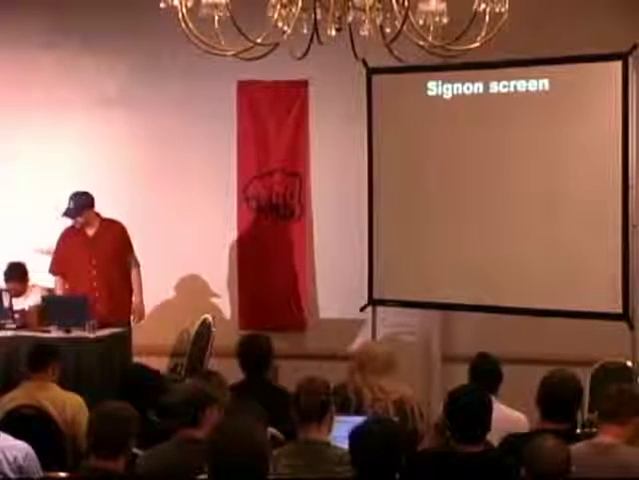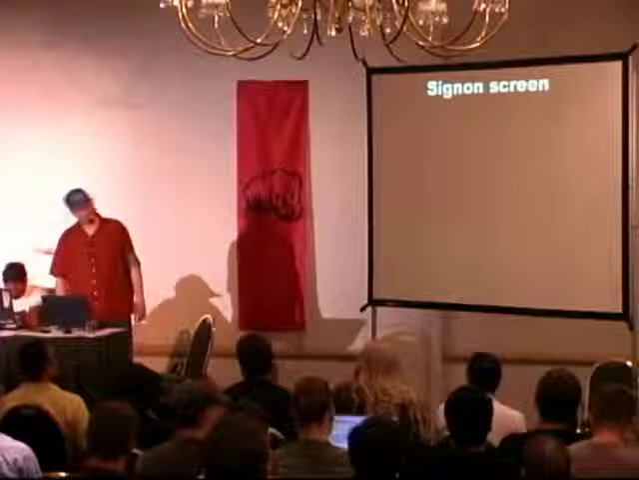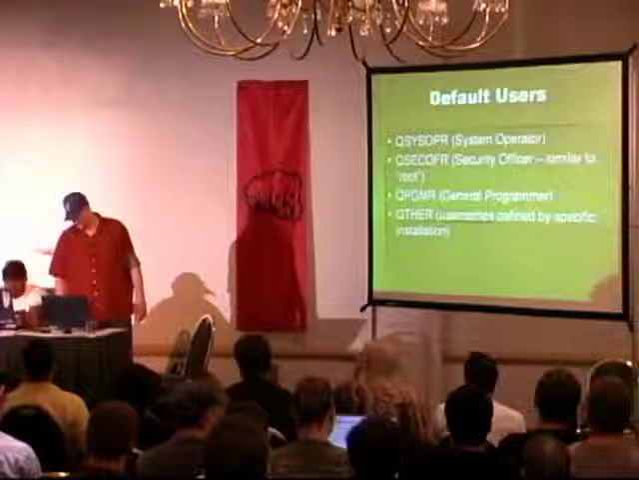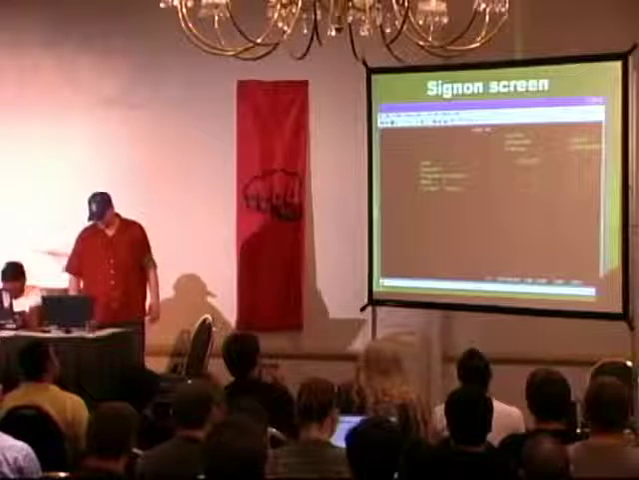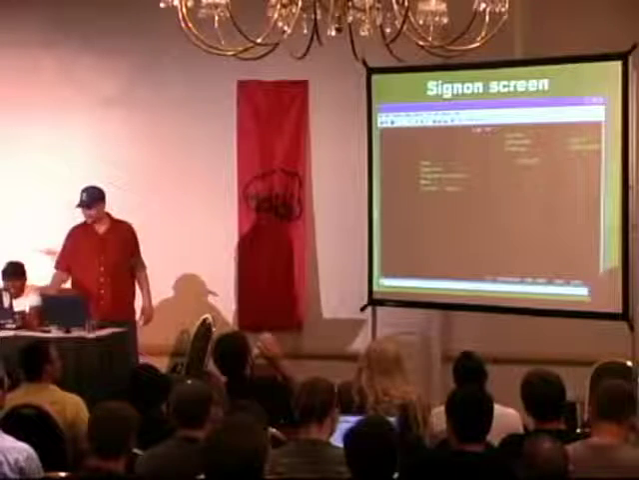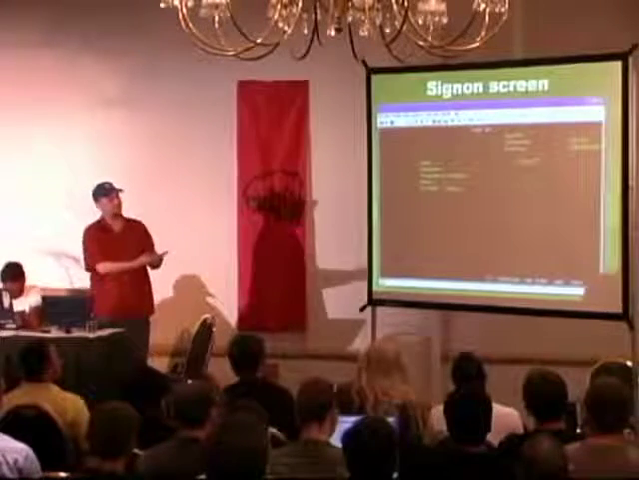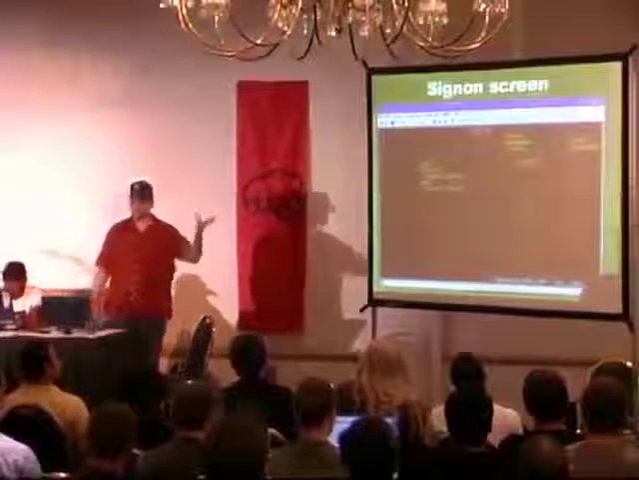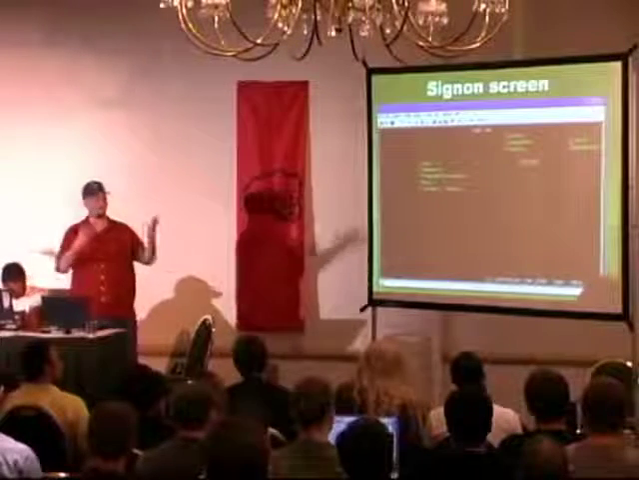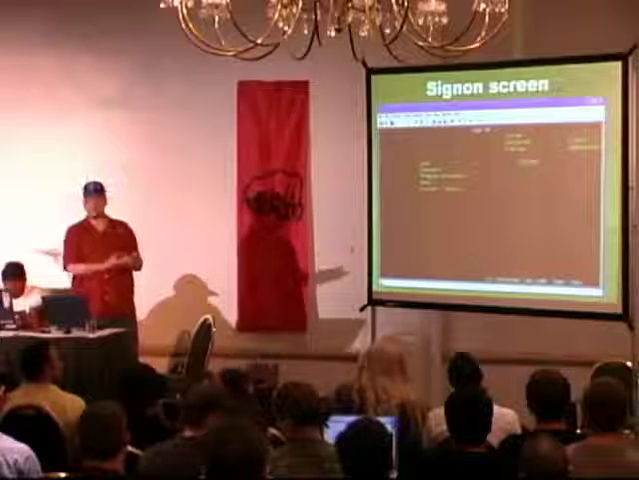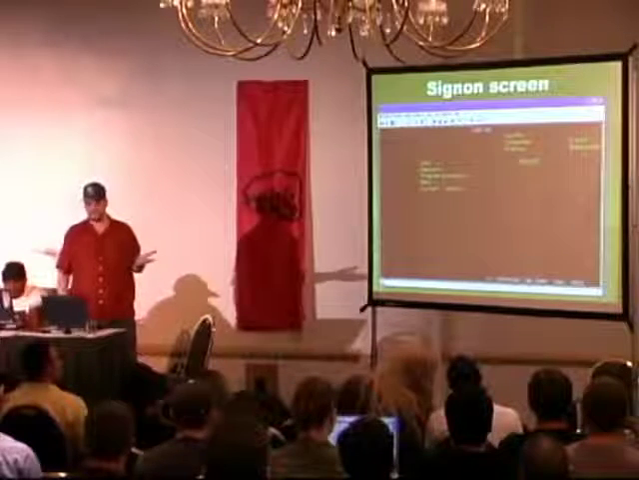And the sign-on screen is missing. Well, there we go, the sign-on screen. It took a second to come up there. When I say recognize it, recognize it. That is what a sign-on screen to an AS/400 looks like. Very simple, very obvious. When you see this, you can know right away that you're looking at an AS/400.